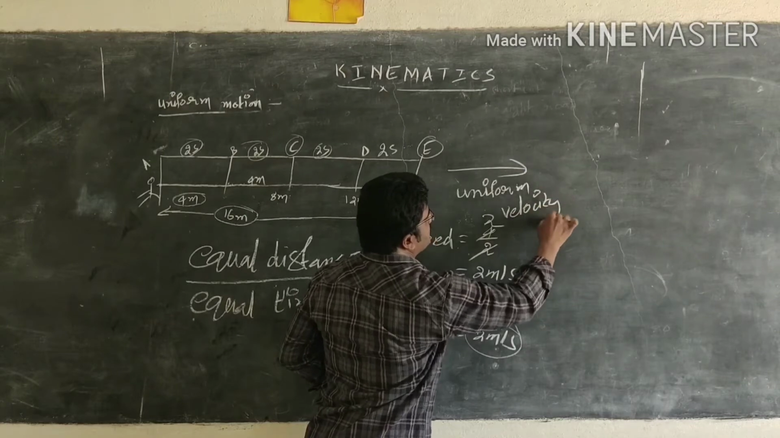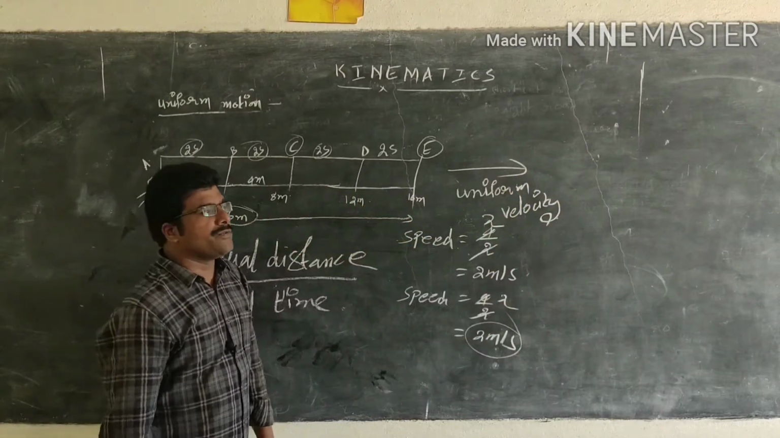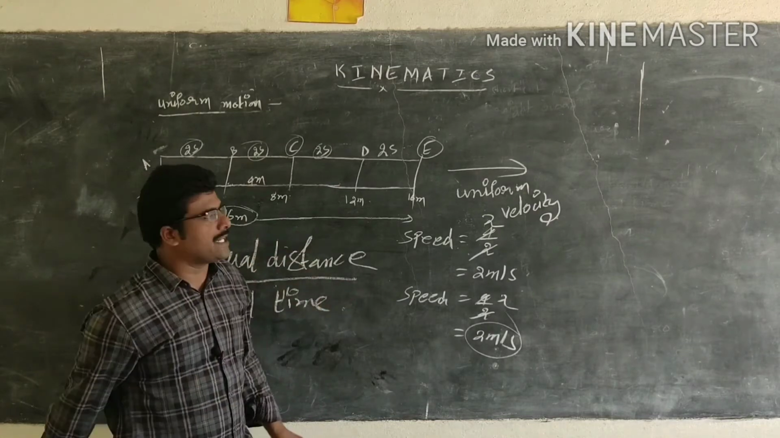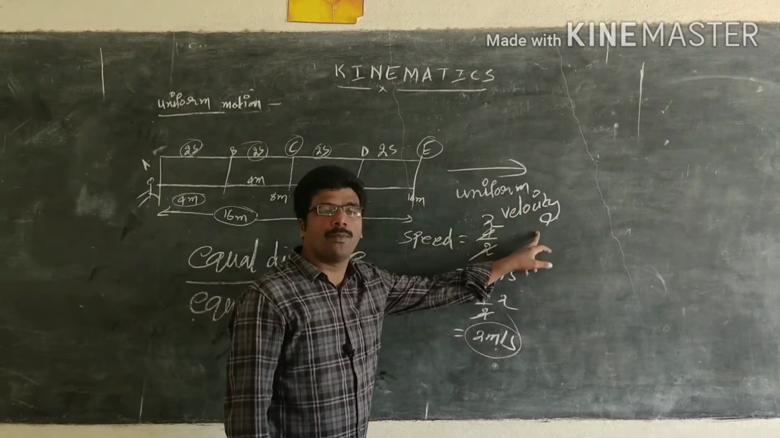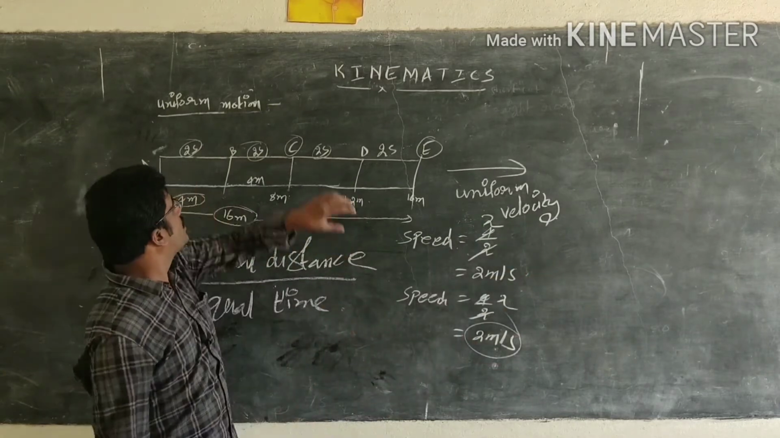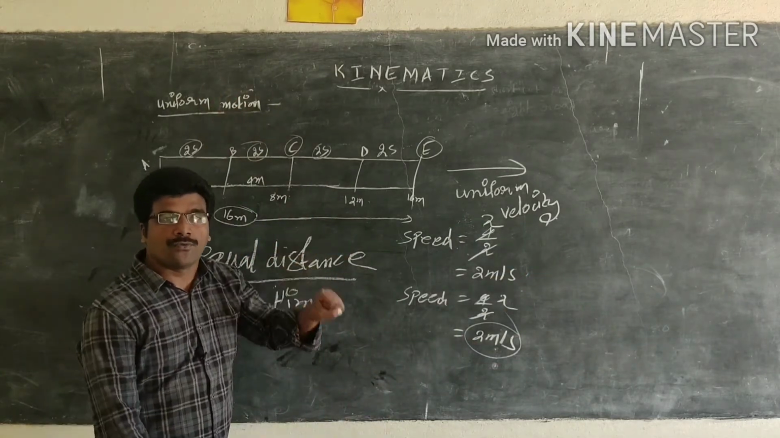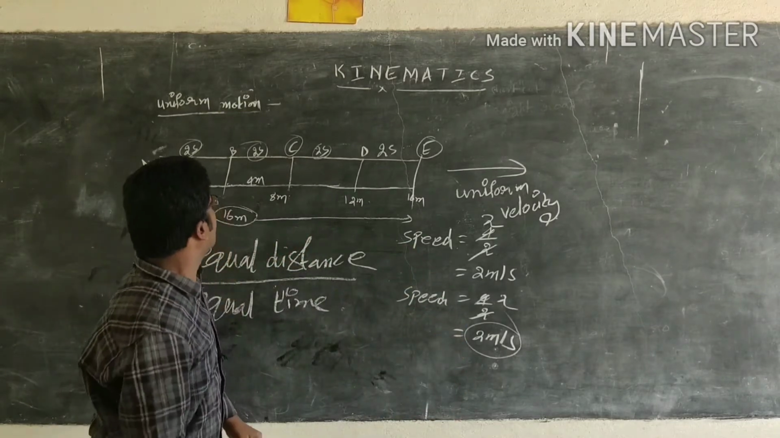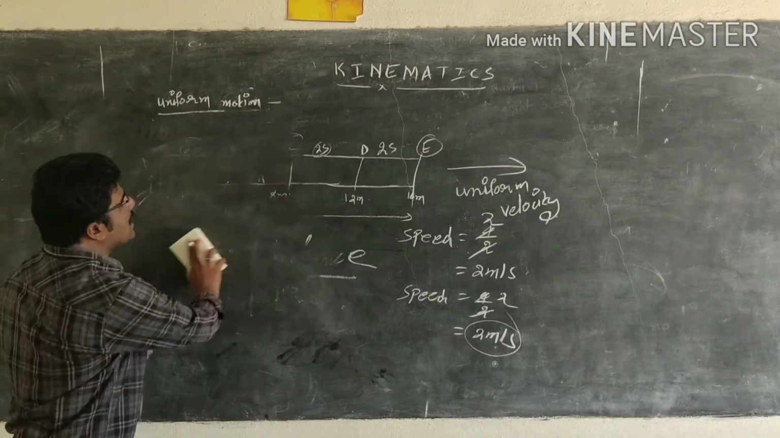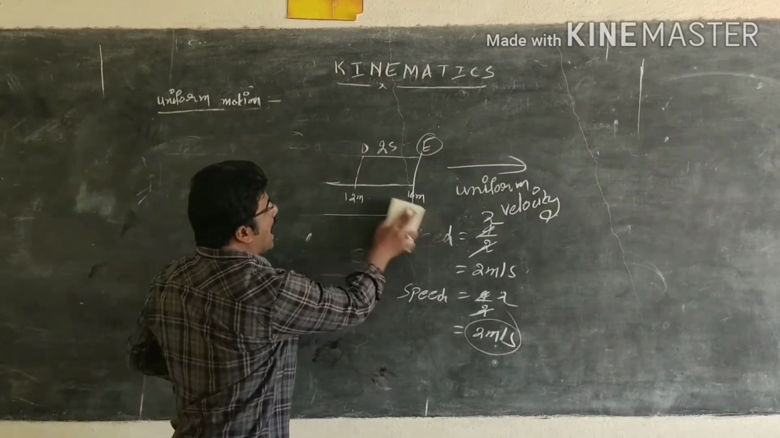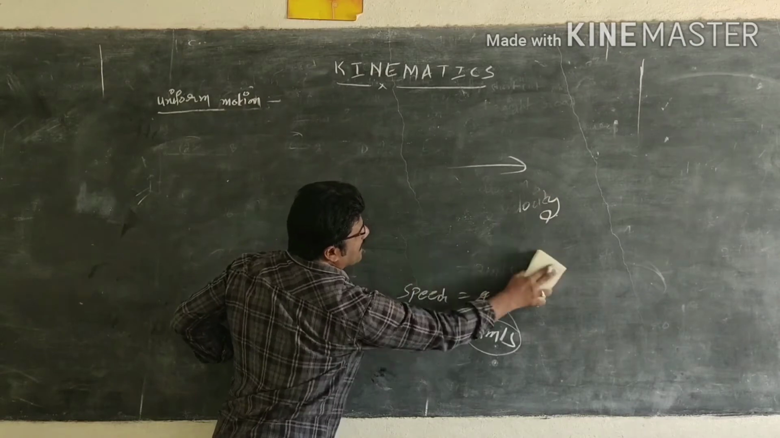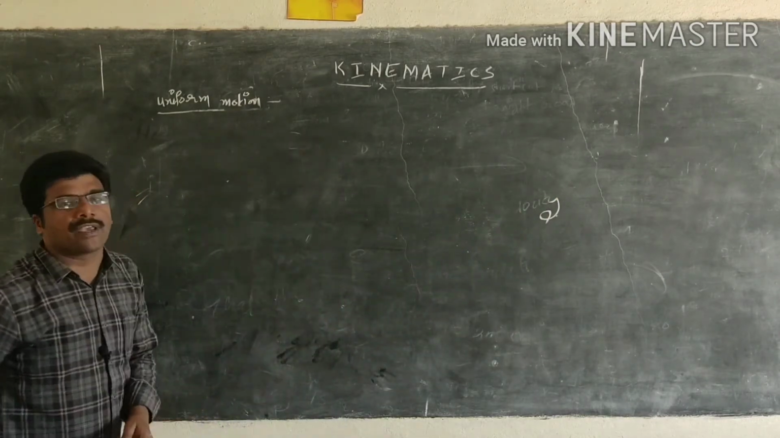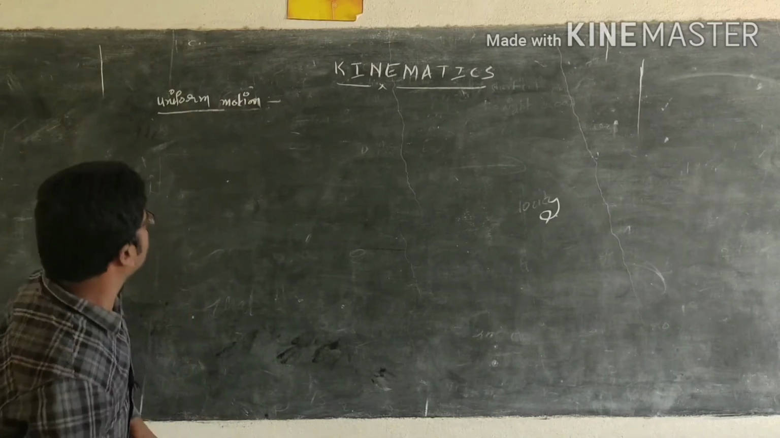Uniform velocity. A body which moves with uniform speed in a particular direction is said to have uniform velocity. This is about uniform motion, uniform speed, uniform velocity. In the same way, there will be non-uniform motion. If a body travels unequal distances in equal intervals of time, then the body is said to have non-uniform motion.